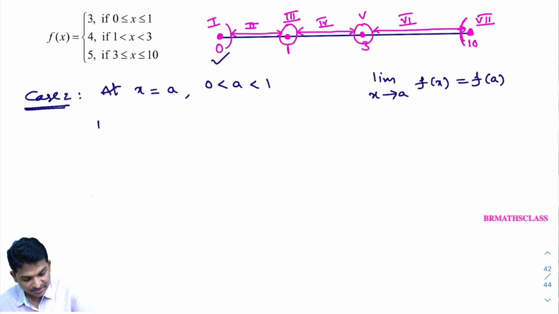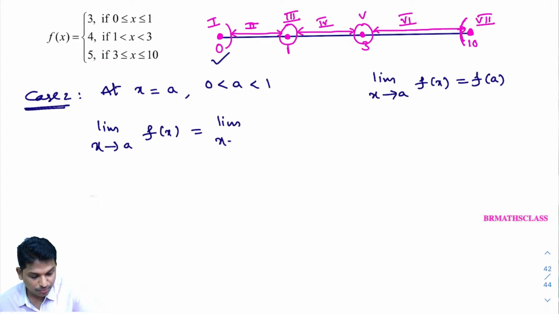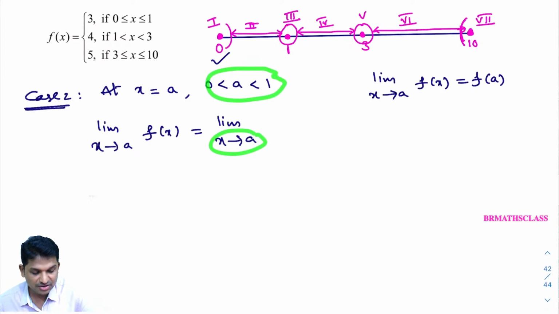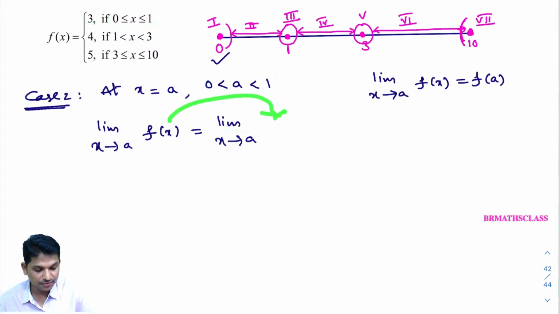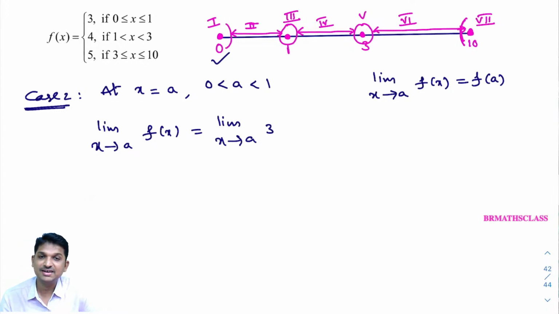Okay, limit x approaches a, f of x. I need to calculate this. Here x approaches a, whose value is in between 0 and 1. Then which function to choose? I need to choose this one, 3. So in place of f of x, we'll write 3.